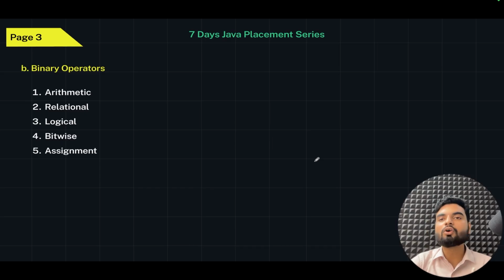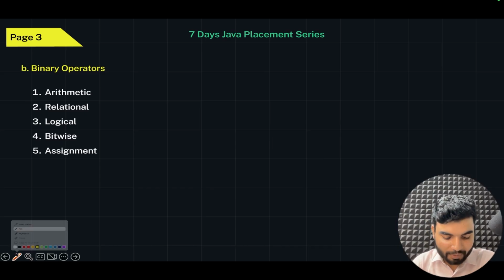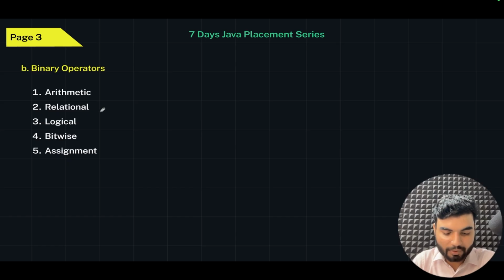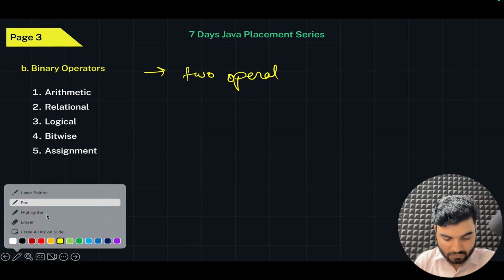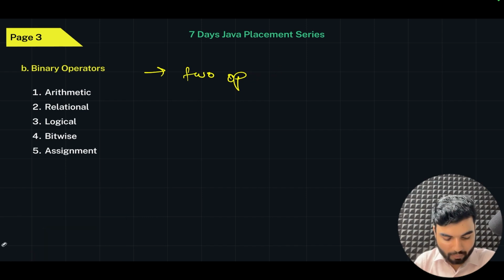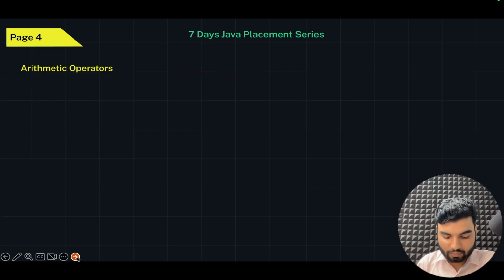Now it comes to the binary operator, which means that you will have two operands. And binary operators have categories: arithmetic operators, relational operators, logical, bitwise, and assignment operators. So here you will have two operands. Perfect? Let's go one by one.